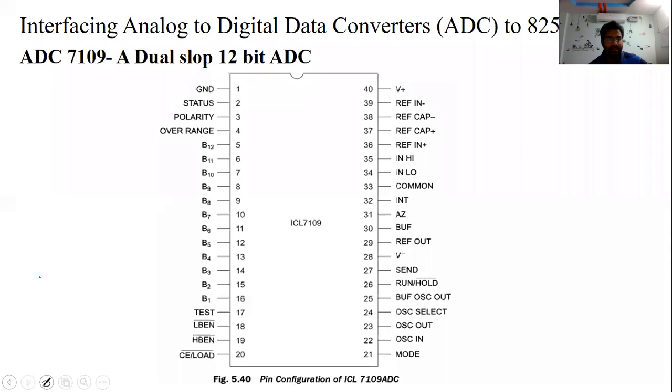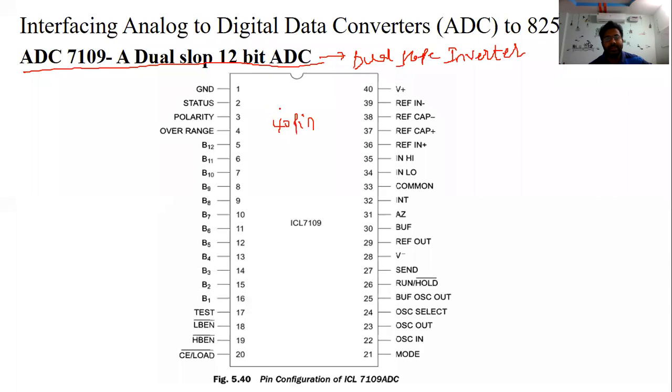Now we will see this. This is the ADC 7109, a 12-bit ADC, and the technique used here is dual slope integration. This is a 40-pin device, whereas the ADC 0808 that we discussed in the last class is a 28-pin device.